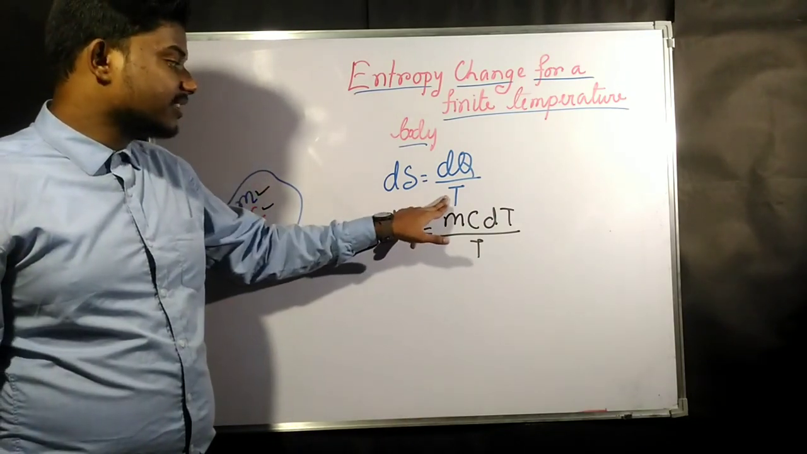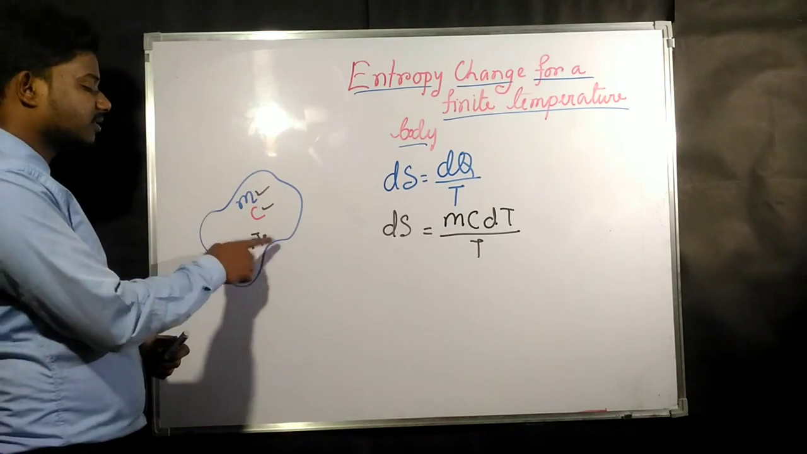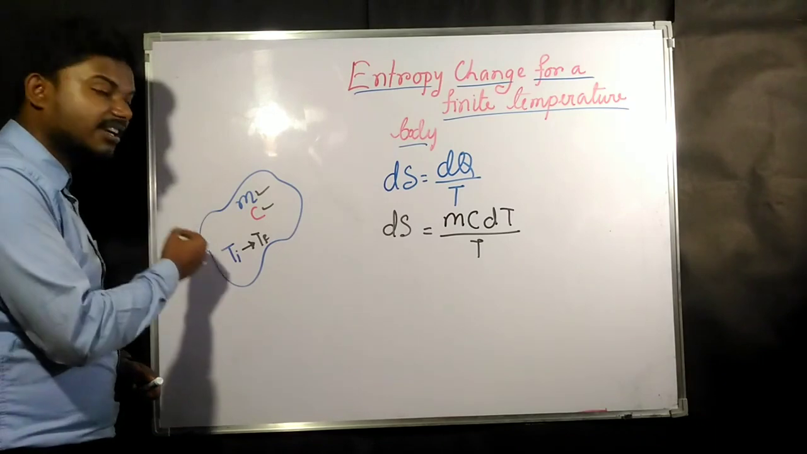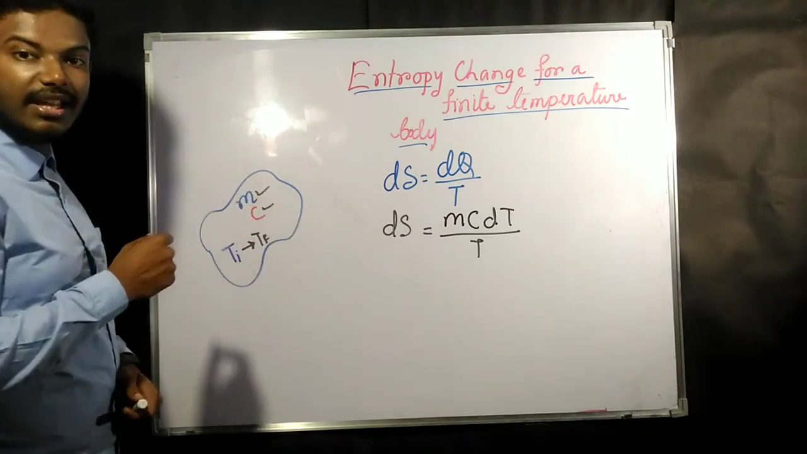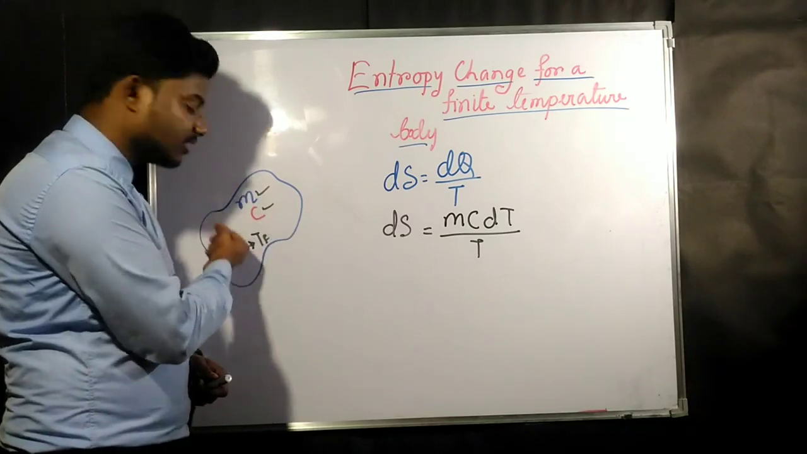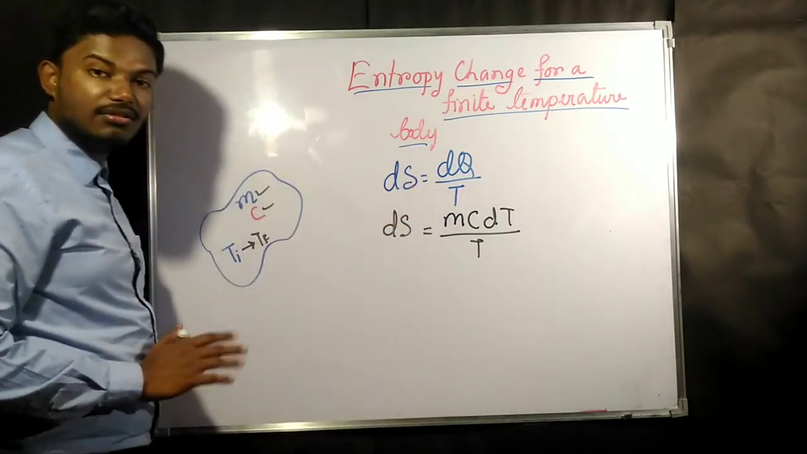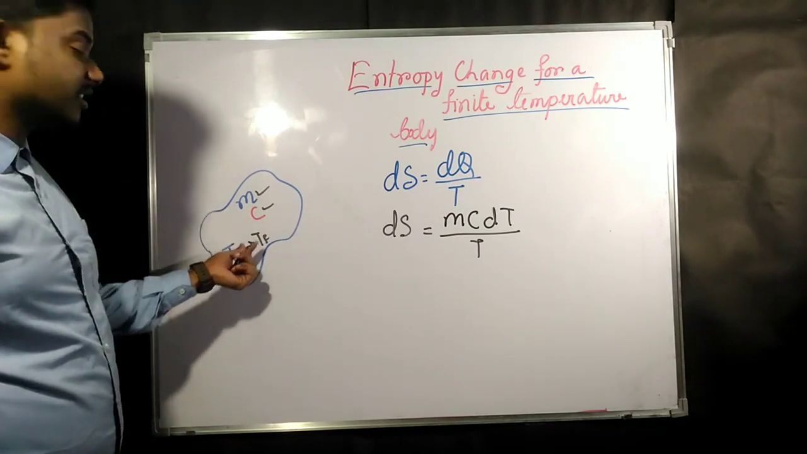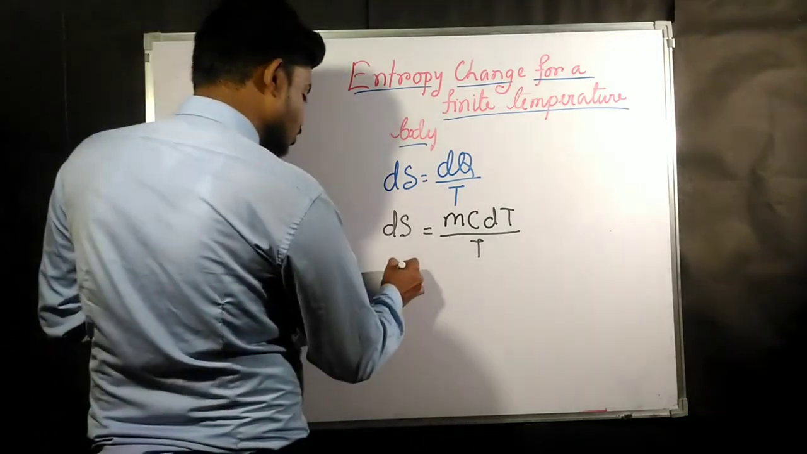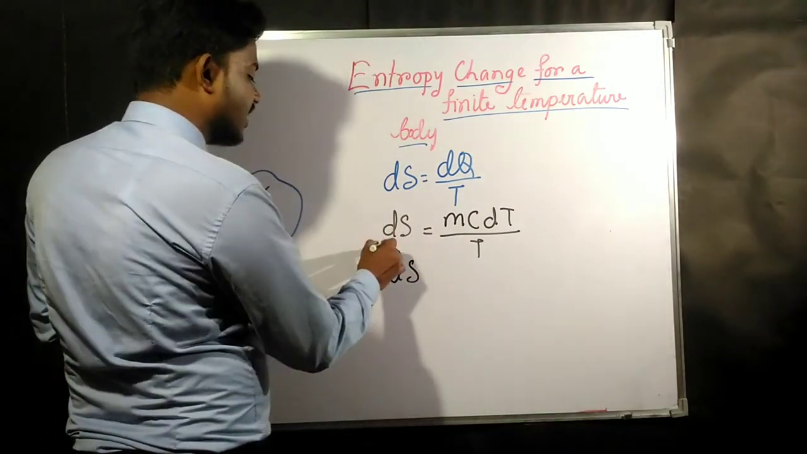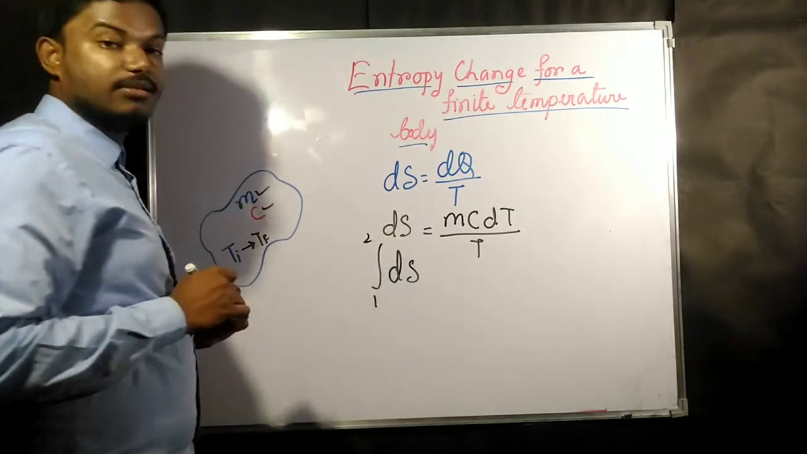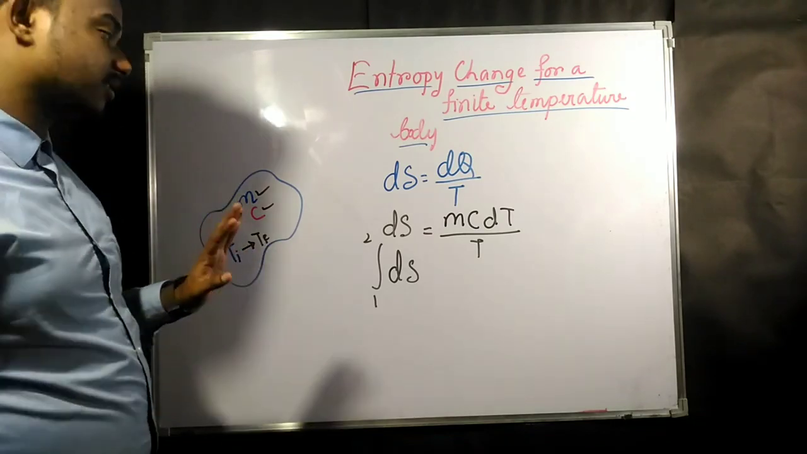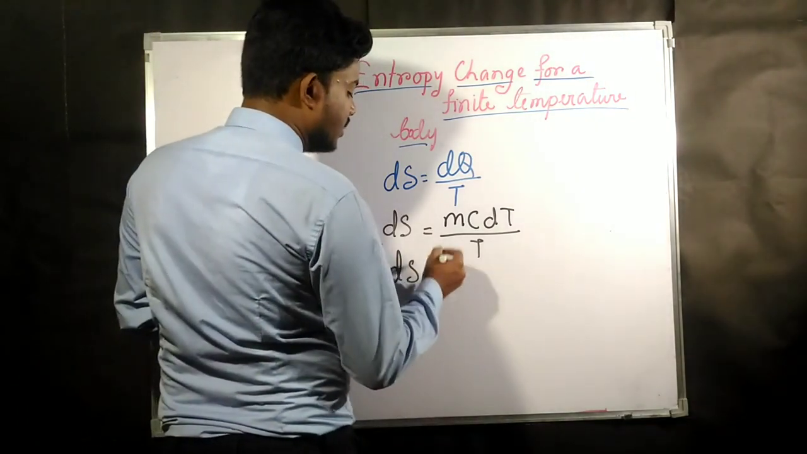But now the temperature is continuously changing. Suppose it is going from Ti to Tf. For approaching from Ti to Tf, it is crossing an infinite number of temperature values in between. So the temperature T is continuously changing, and we cannot directly write ds. We need to integrate it from point 1 to point 2, where point 1 is the initial temperature Ti and the final point is the temperature Tf.